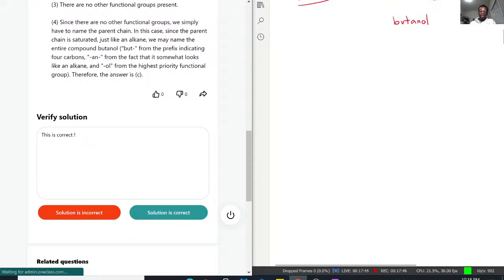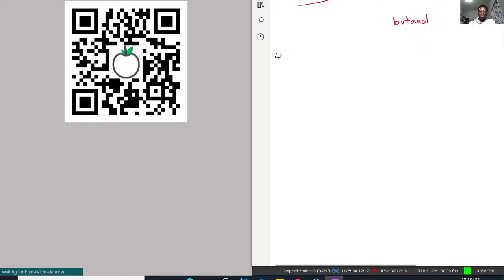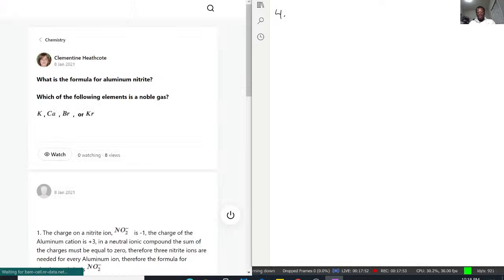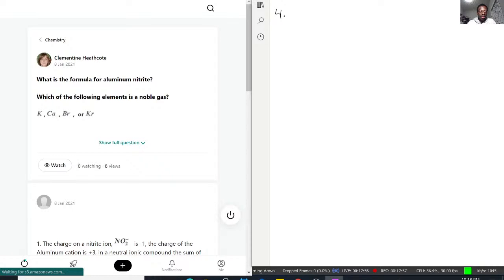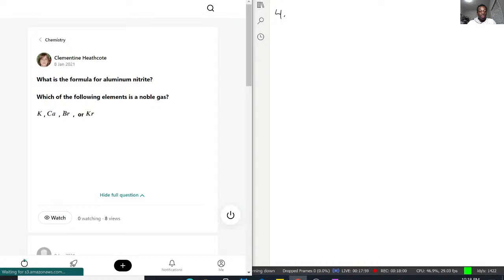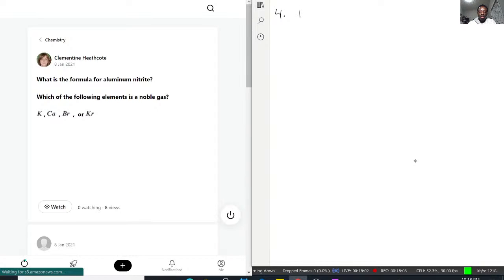Now for question number 4. For question 4, we have, what is the formula for aluminum nitrate? And then it asks, which of the following elements is a noble gas? So first we have the formula for aluminum nitrate. And then we have which is a noble gas.